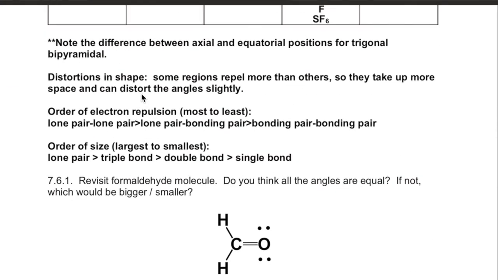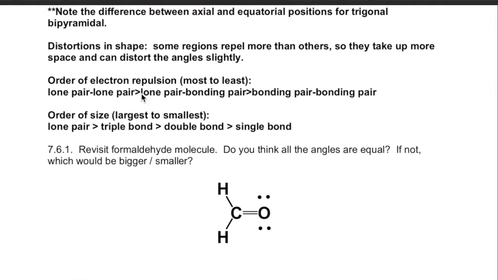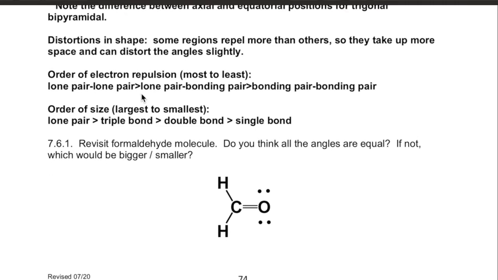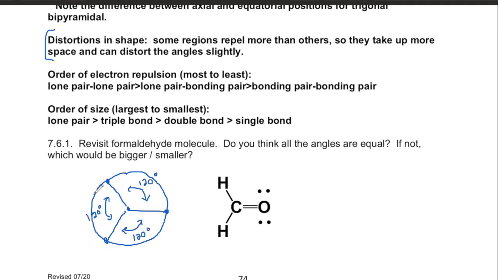So let's go back to what I skipped by before, trying to get from one table to another. And that is an observation that you can have slight distortions in your shape. So if all of these electron regions were repelling each other evenly, more evenly than I can draw perhaps, a trigonal planar shape should be evenly cut into thirds, 120 degrees, because all of these electron regions are repelling each other.